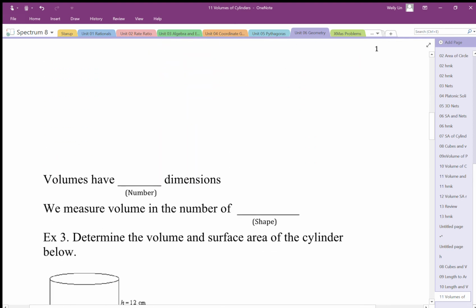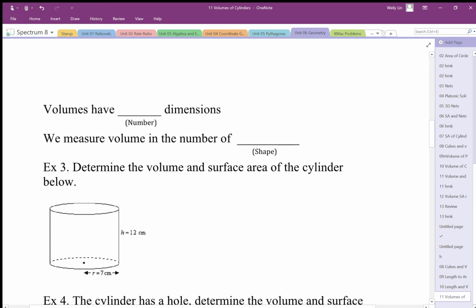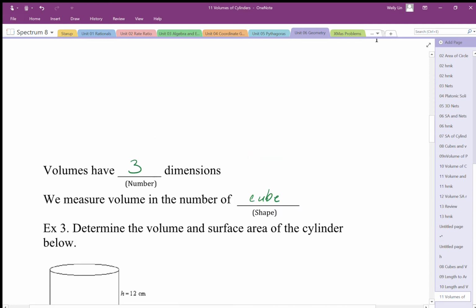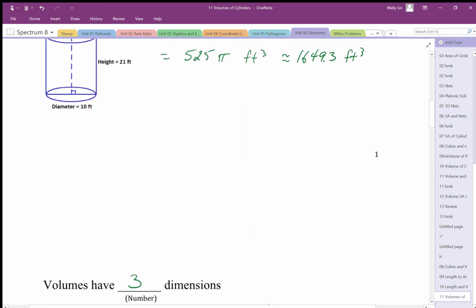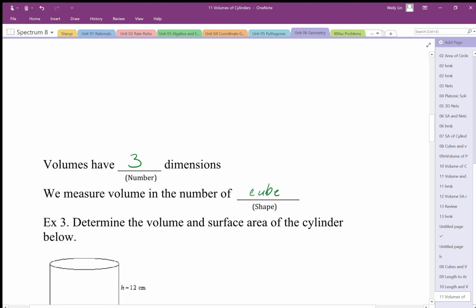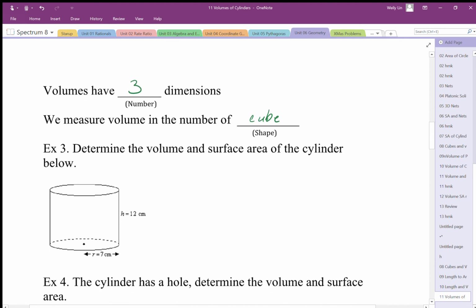So when we think of volume, volume has 3 dimensions. It has length, width, and height. And the shape that we're going to use to measure this is cubes. So whether it be cubic millimeters, cubic feet, like in this problem, cubic centimeters, or cubic meters, we're going to use cubes to measure volume.